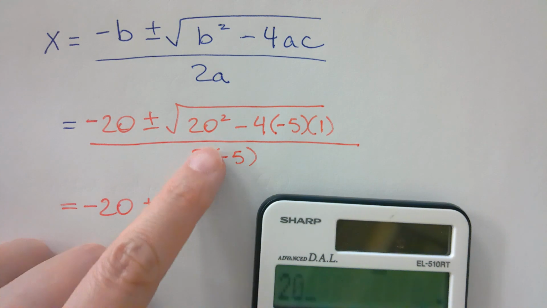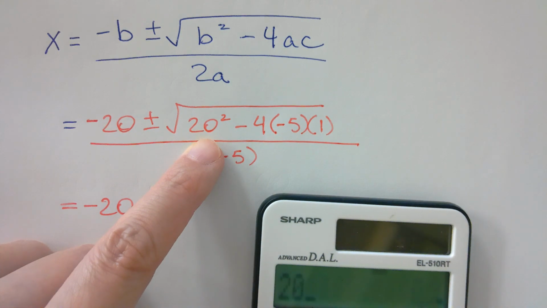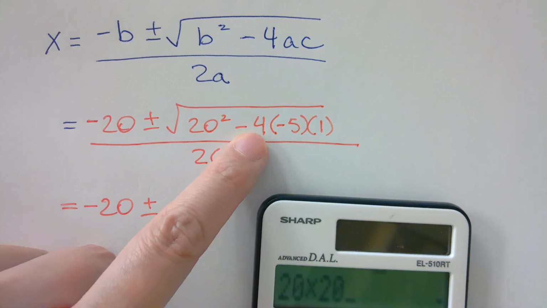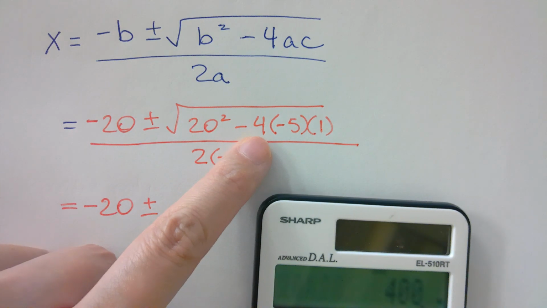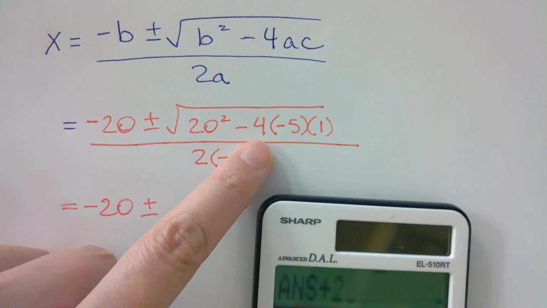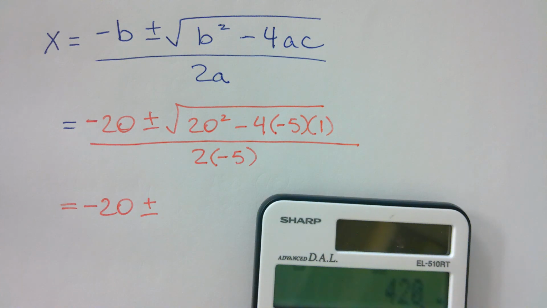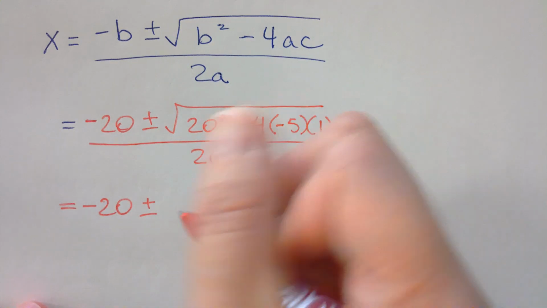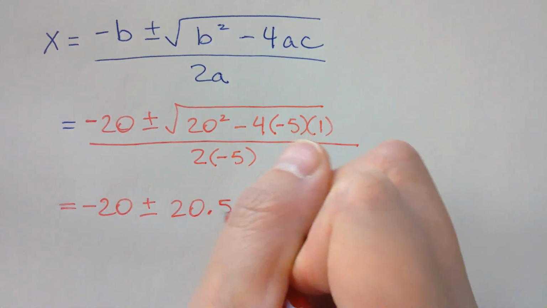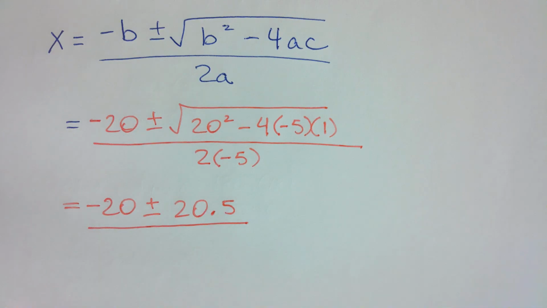It's not too bad. So 20 times 20 is 400, and then plus the 20, you get 420. When you square root 420, you get 20.5. So I'm just gonna do 20.5. It's close enough.